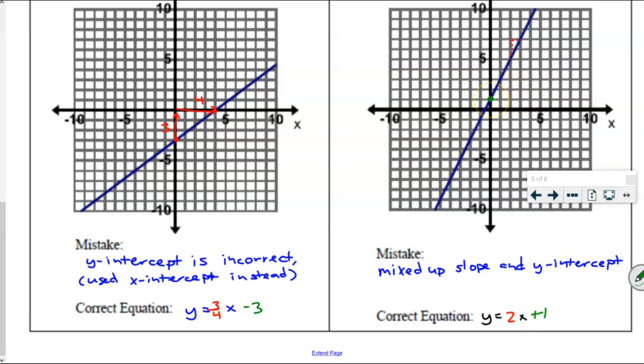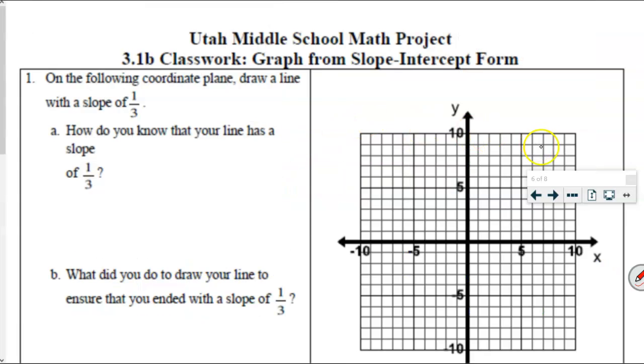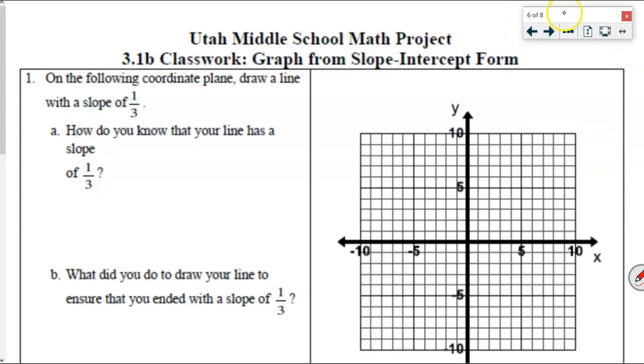Y-intercept here at 1, and the slope, as we already discussed, is up 2 over 1, or just simply 2. And now we are officially ready to move on to the next section. I did combine 2 lessons here. 3.1b focuses on graphing from slope-intercept form. We are basically professionals now.